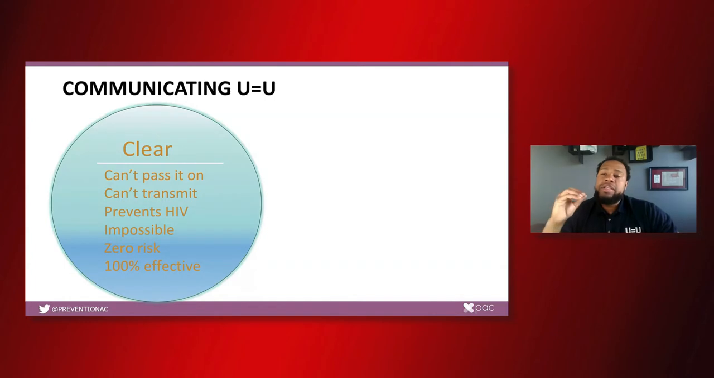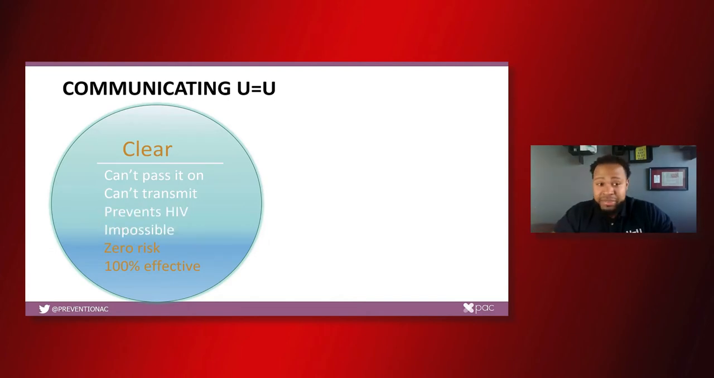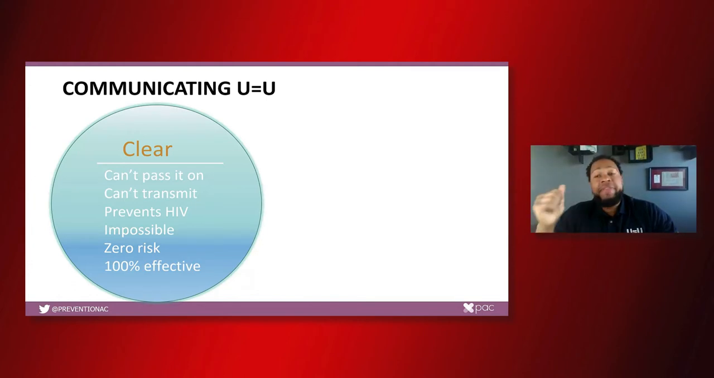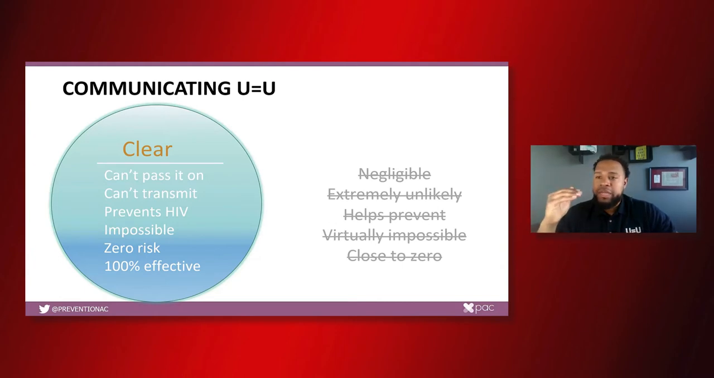When we're talking about being clear, you have to understand that it's very imperative and that language matters. The words that we say make all the difference when leaving room for doubt. By being clear, you want to use language like you can't pass it on, you can't transmit, prevents HIV, it's impossible, it's zero risk, and 100% effective. And you should feel very confident in saying these things because, one, we have the science to prove it, and we have some of the most notable and respectable healthcare professionals in the world who have said these things, like Dr. Fauci. You don't want to say things like negligible, extremely unlikely, helps prevent, virtually impossible, or close to zero, because these things are inaccurate and they're not true. However, saying things that are factual, like can't pass it on, 100% effective, and so forth, are true, and you have the science again to back it up. Next slide, please.